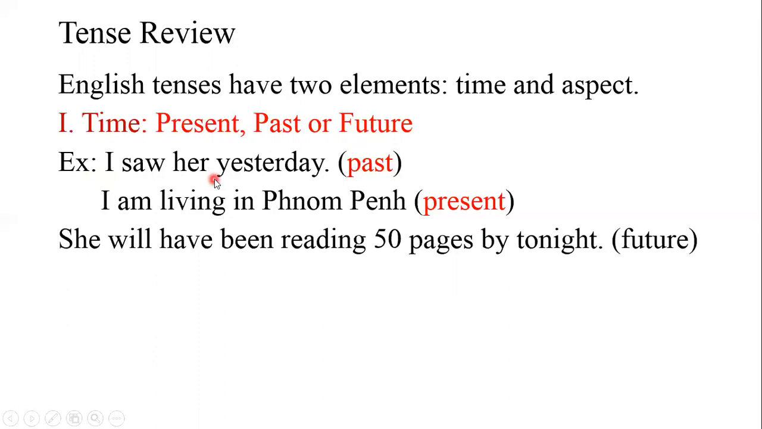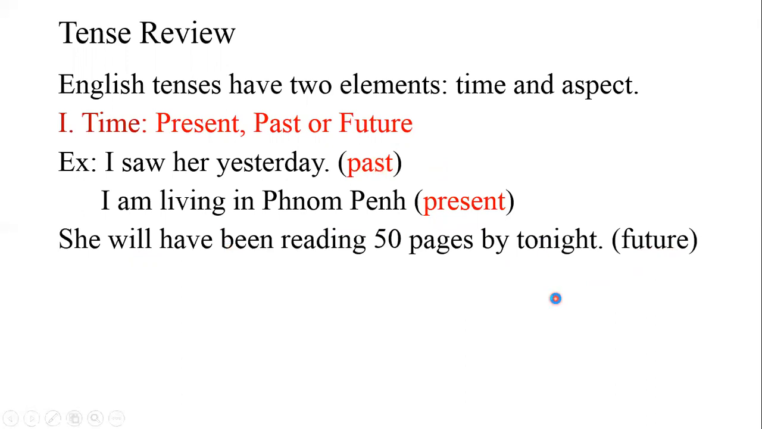Example, I saw her yesterday. This is past. It happened already. And I am living in Phnom Penh. This is present. And she will have been reading 50 pages by tonight. This is future. Will have, this is future. So this is what you need to know and understand clearly about time. We have past, present, and future.